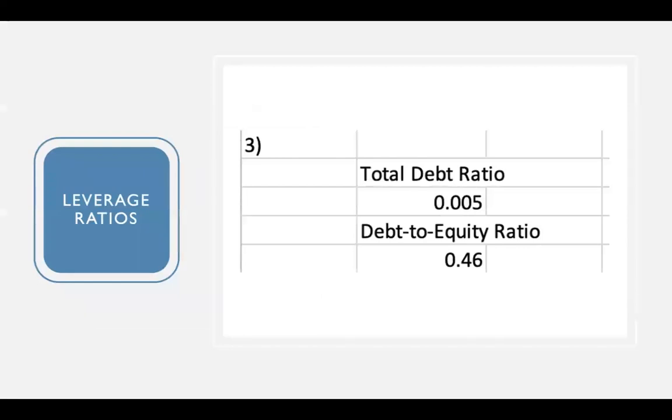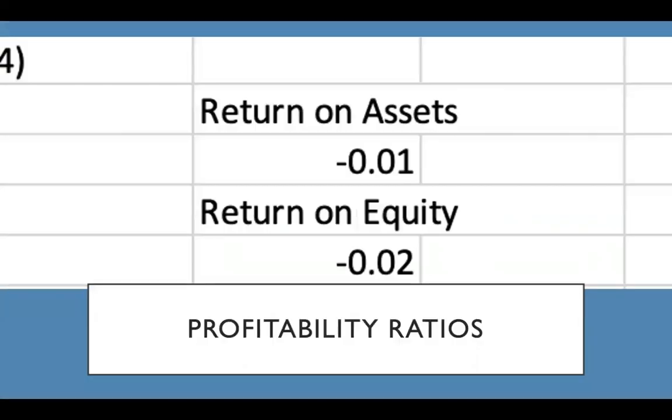Move on to leverage ratios, where we see that their total debt ratio is 0.005. This is where we start getting a little uncomfortable, because their debt to equity ratio is 0.46. They're spending more than they're able to make, or at least they did last year. And before that, they were performing strong. So what happened in this last year to make that jump so incredible?